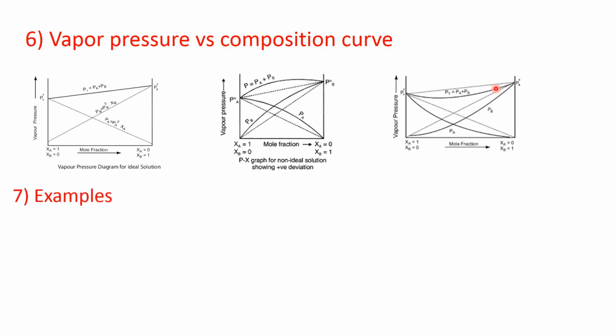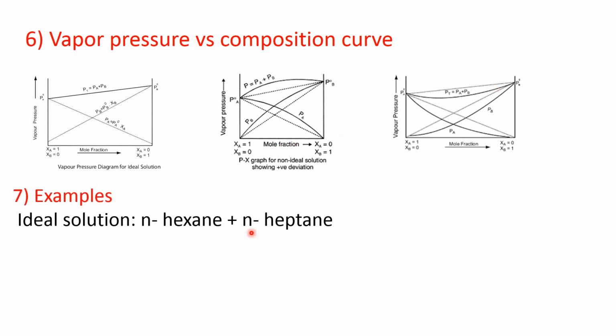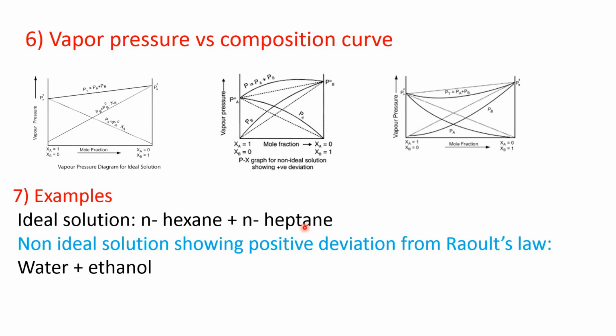Now, examples. For an ideal solution, both components should have nearly the same molecular mass, size and polarity. For example, n-hexane plus n-heptane. Now, for a non-ideal solution showing positive deviation from Raoult's law, water and ethanol. Here, initially, intermolecular hydrogen bonding is present between water molecules. Similarly, it is present in ethanol molecules.